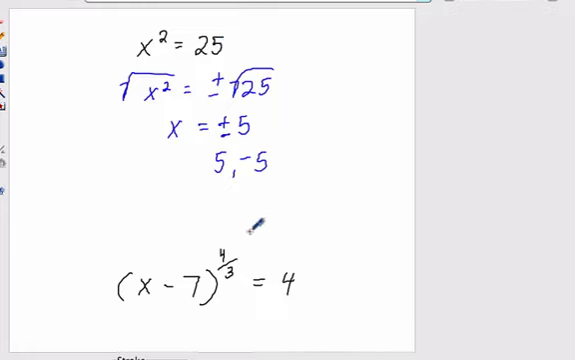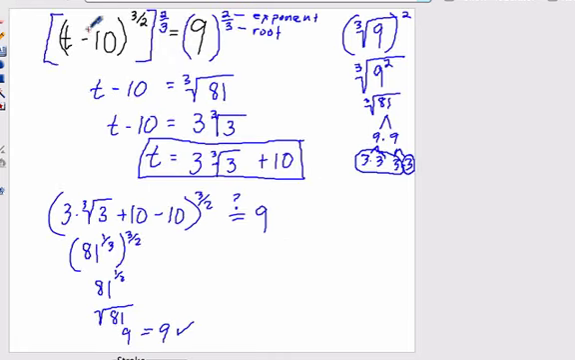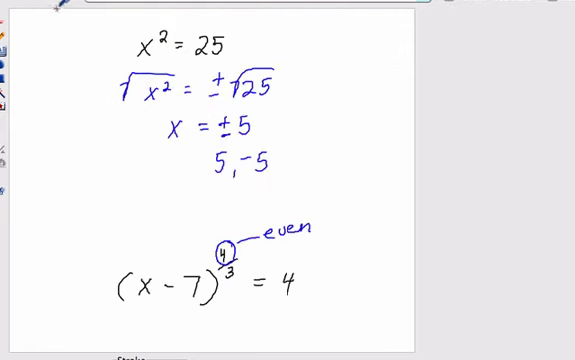Okay, so when I have something like this, where this value is an even number, you're going to need to consider that you could have a plus or minus solution when you square root or you take the root of both sides. Okay, and that's essentially what we're doing here. I know it doesn't look like we're taking the square root, or the fourth root or anything like that. So if this was an even number, I would have put a plus or minus right here. So let me give you an example of a problem like that.